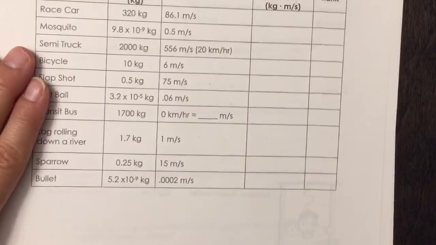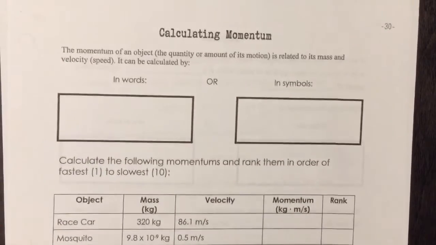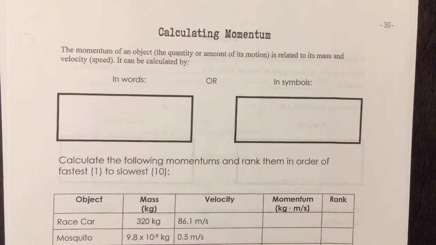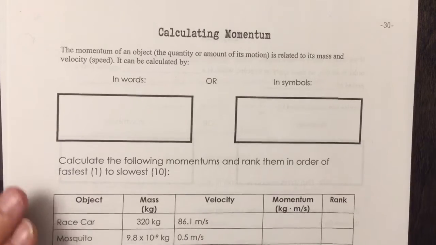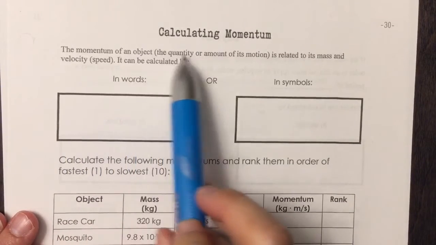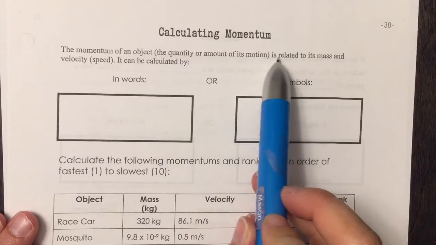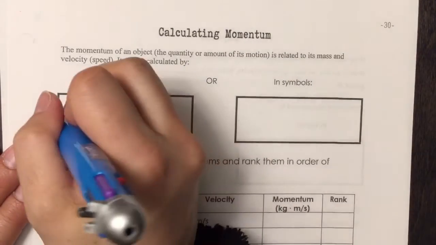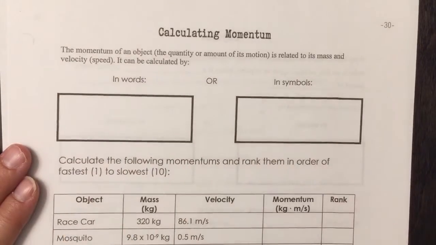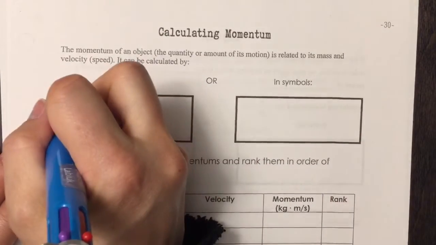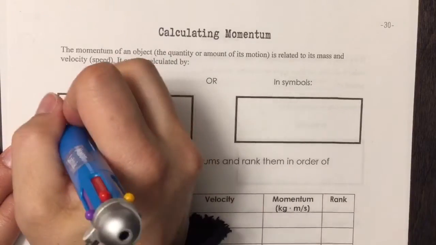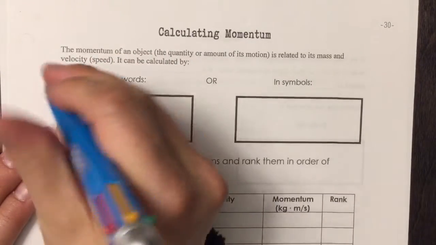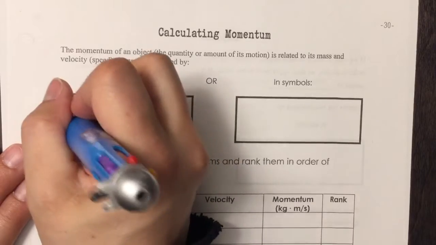Okay, so take a look at the next page that says calculating momentum. Don't get overwhelmed by that table because we are not going to fill that in. But what I want you to get from this is the equation. So the momentum of an object, or the quantity or amount of its motion, is related to its mass and velocity and can be calculated by, let's try a different color. Okay, here we go.